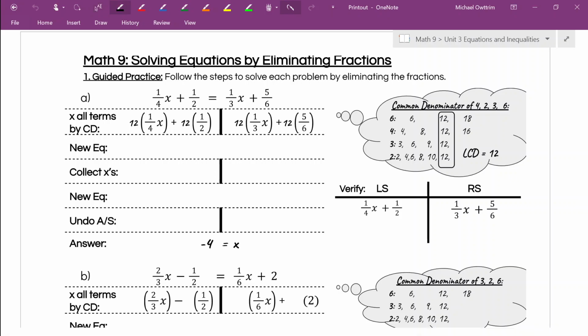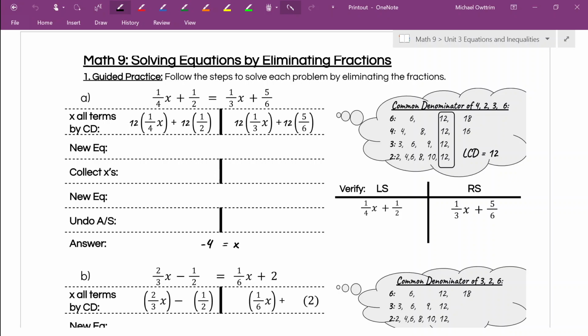Hello class, today we're taking a look at another method for solving equations that have fractions in them, and that is eliminating all of our fractions. To do this, we talked in class about how when we multiply every term, all the things in the equation, by our common denominator, we are going to be able to eliminate those fractions. We'll be left with nice whole numbers, and those are relatively easy to go about solving.